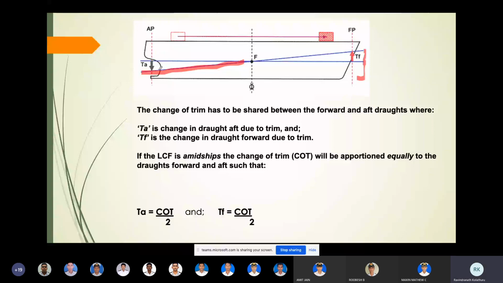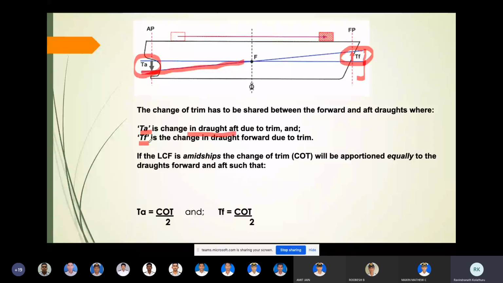Now this TF is the change in draft. TF we are going to represent as the change in draft forward due to the trim. And TA is the change in draft aft. How much is the change? We will be representing it as TF and TA. Trim forward or trim aft. TA is the change in draft aft and TF is the change in draft forward.